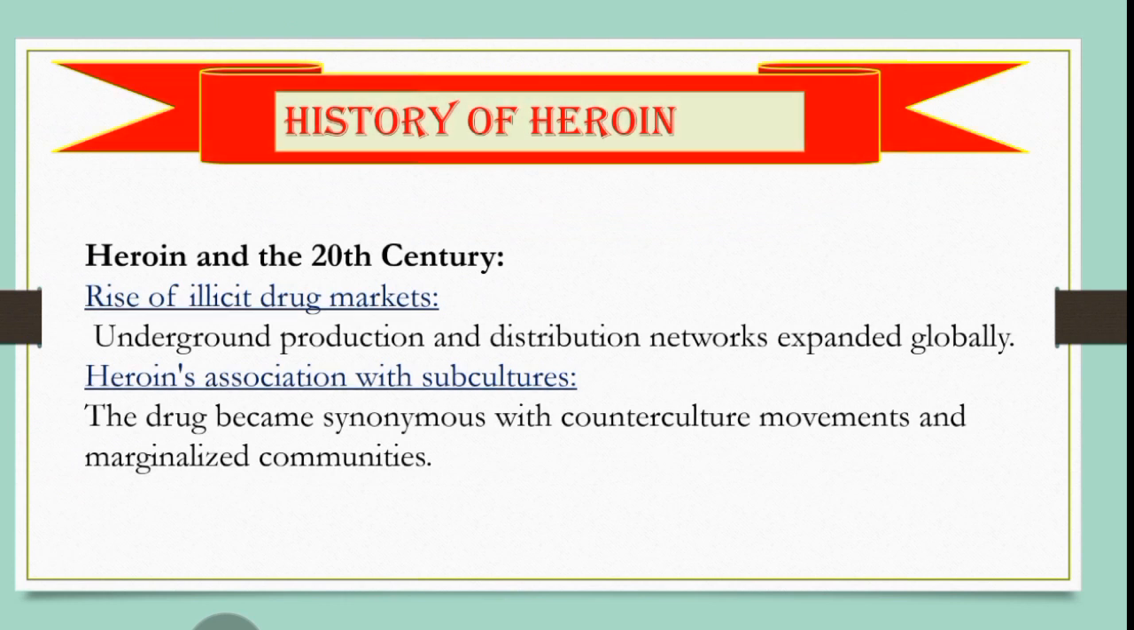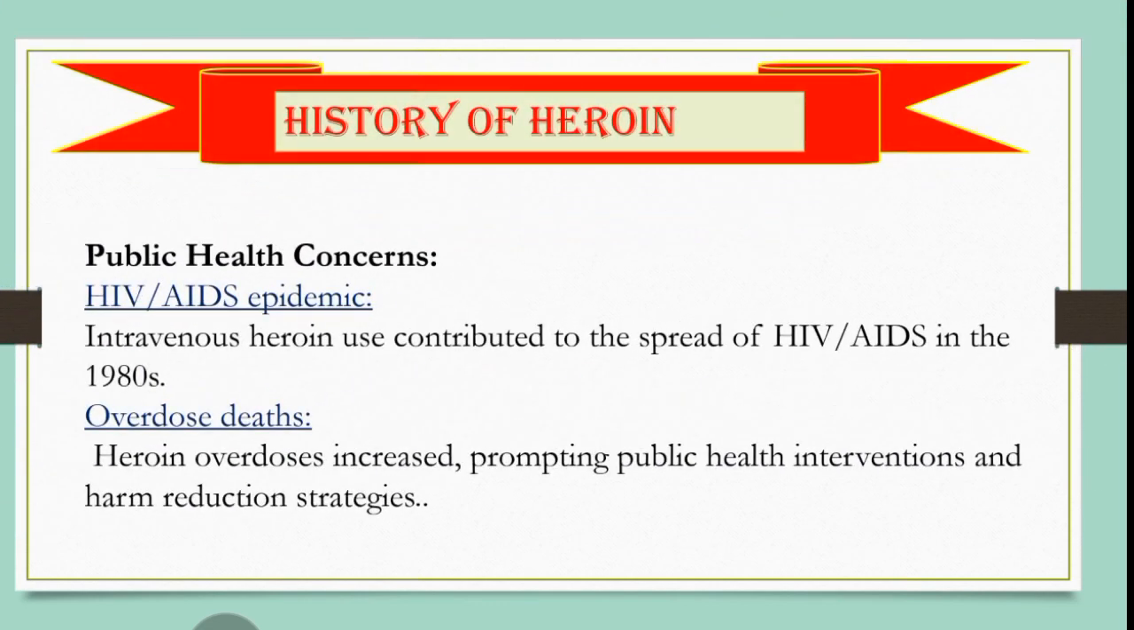Then we discuss the 20th century. An underground black market produced heroin and started its sale, and production and cultivation expanded globally. The drug became part of countercultural movements and affected communities. Public health concerns arose about banning the production and cultivation of heroin. Heroin is also responsible for the spread of HIV and AIDS, diseases that are very risky for people.